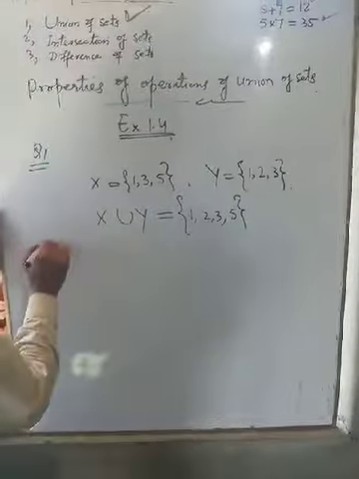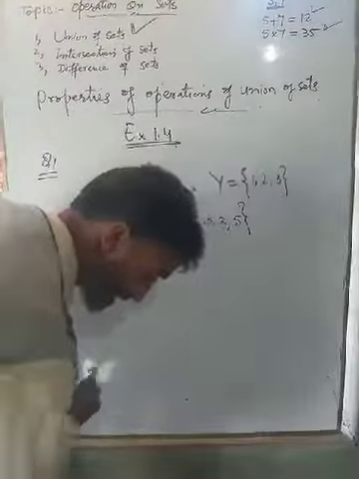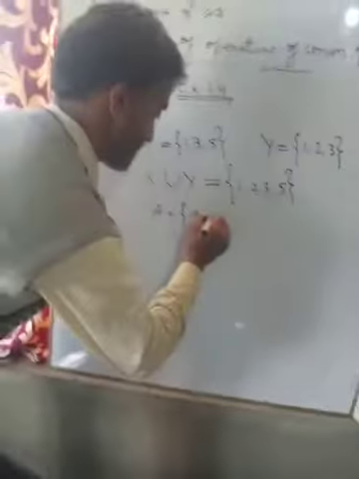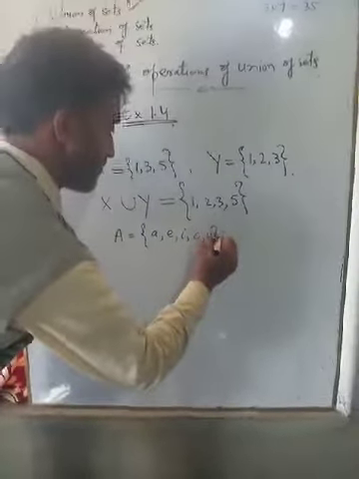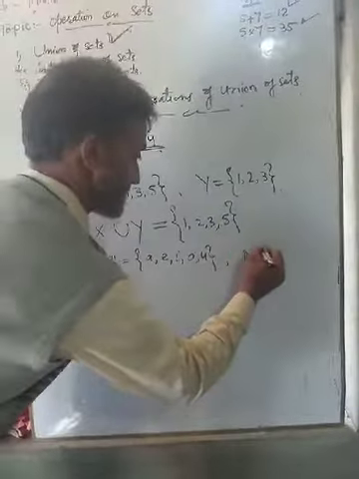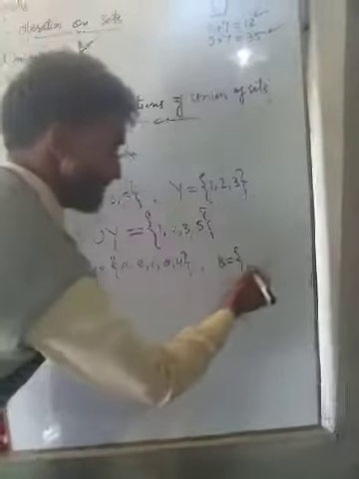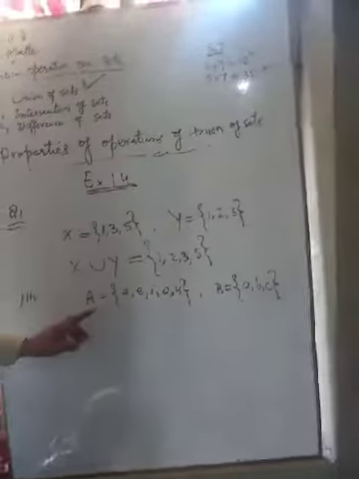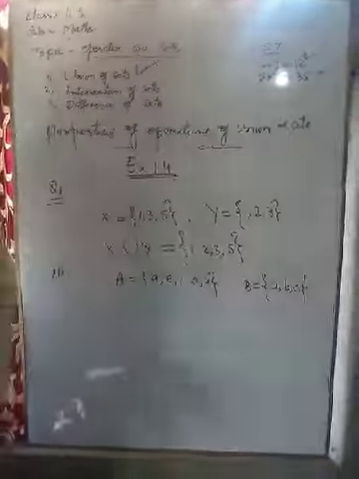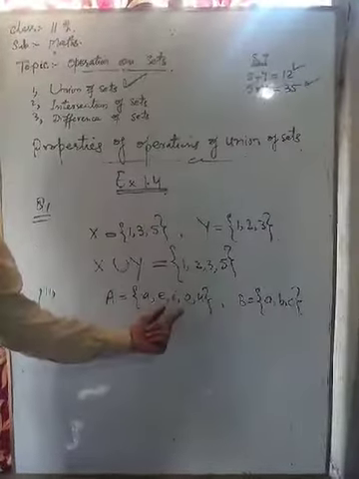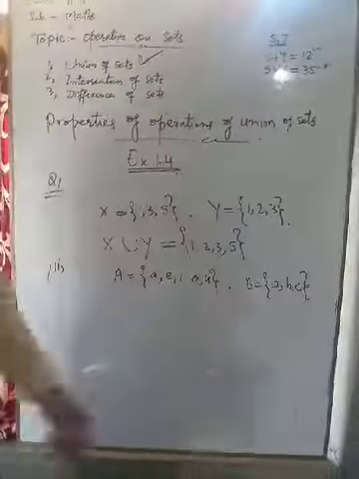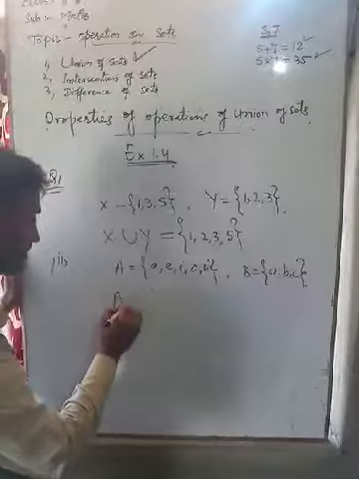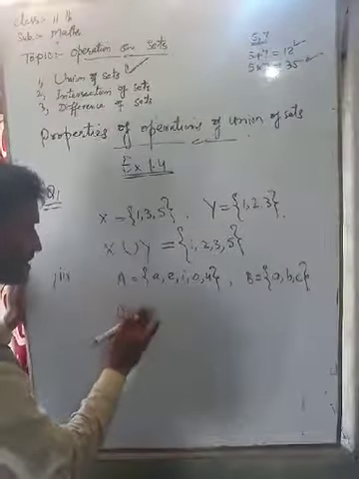Another part of this question: A is a set A, E, I, O, U, and B is another set A, B, C. Here you are given two sets. Set A is A, E, I, O, U. These are the vowels in the English alphabet. This is set B, this is A, B, C. You have to find their union, A union B.